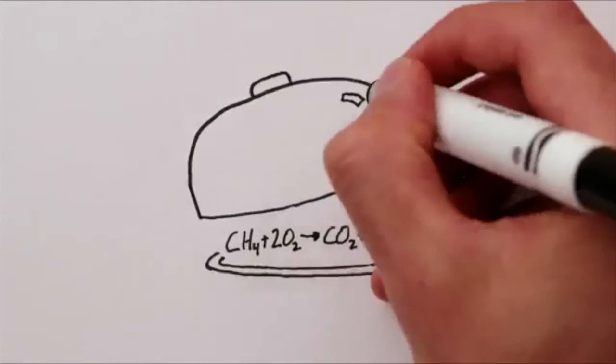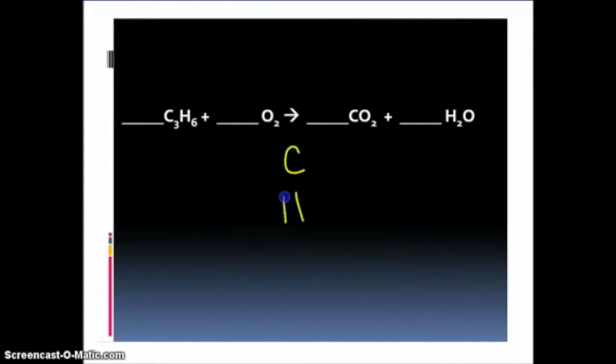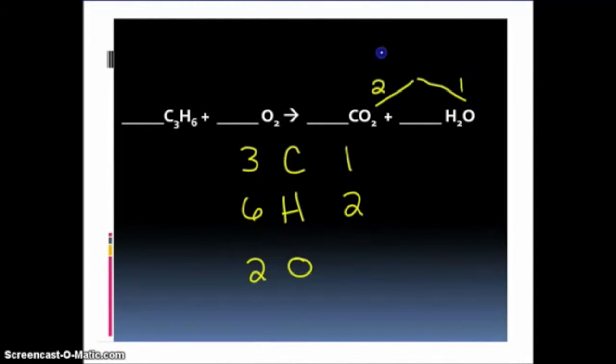Let's take a look at that equation. What we got here, we got 3 C's, 6 H's, and 2 O's on that first side, and then 1 C, 2 H's, and then we got split O's. We got 2 and 1 gives us 3 O's. Okay? All right, let's start with the C's. So we got 3 C's. We're going to put a 3 right here.